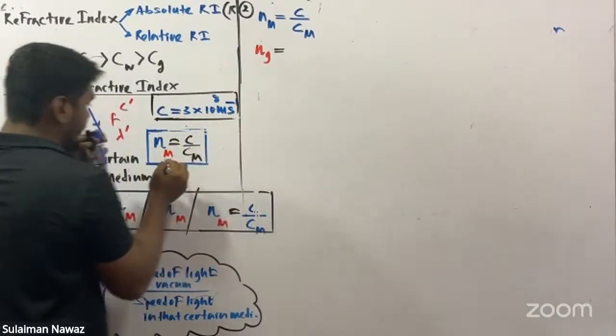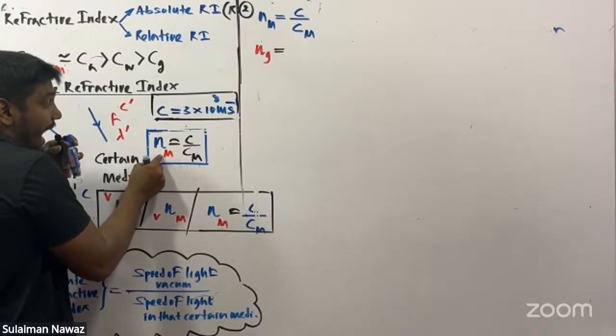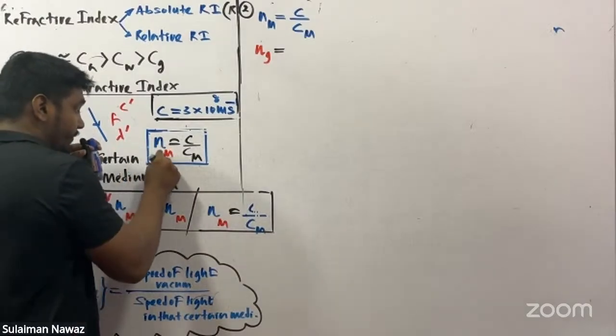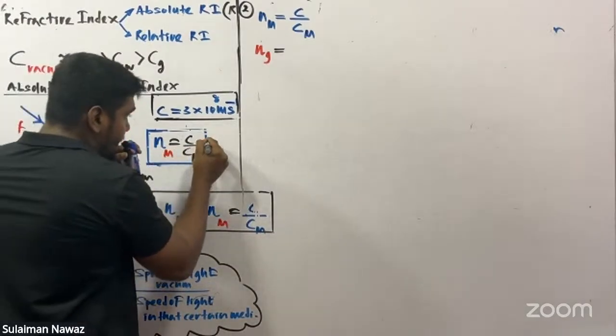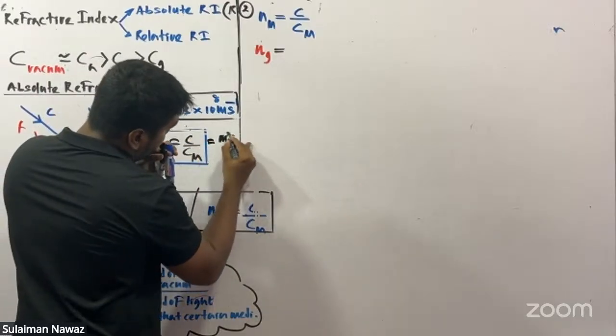If I ask a question, do you think this absolute refractive index has units or dimensions? Speed of the light ray in vacuum, unit is ms minus 1.